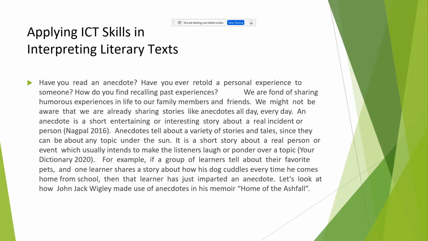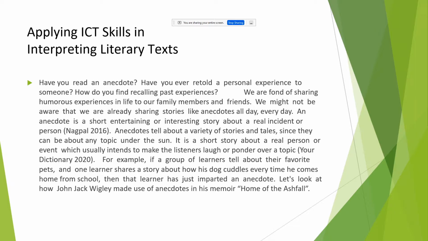It is a short story about a real person or event, which usually intends to make the listeners laugh or ponder over a topic. For example, if a group of learners tell about their favorite pets and one learner shares a story about how his dog cuddles every time he comes home, the learner has just imparted an anecdote. Let's look at how John Jack Wiggly made an anecdote in his memoir, Home of the Ashfall.